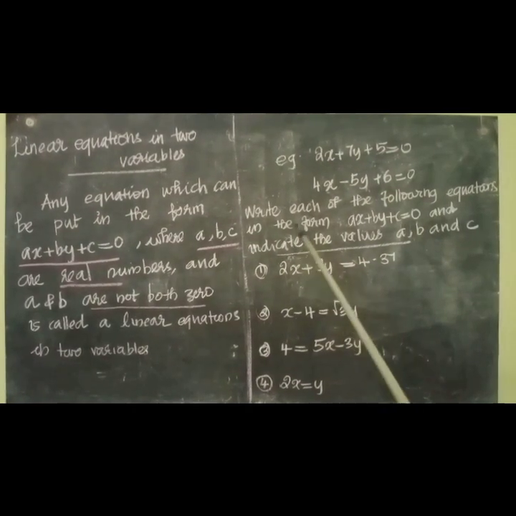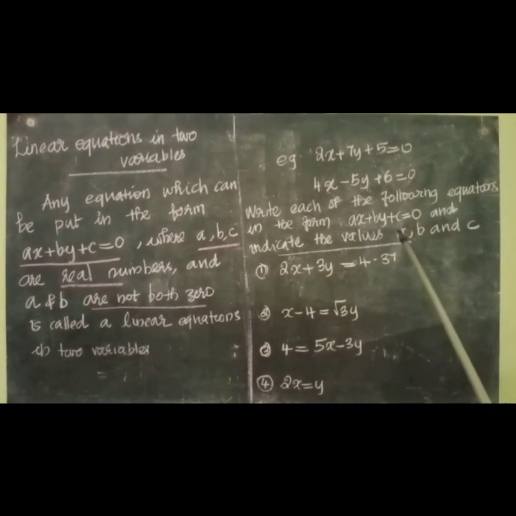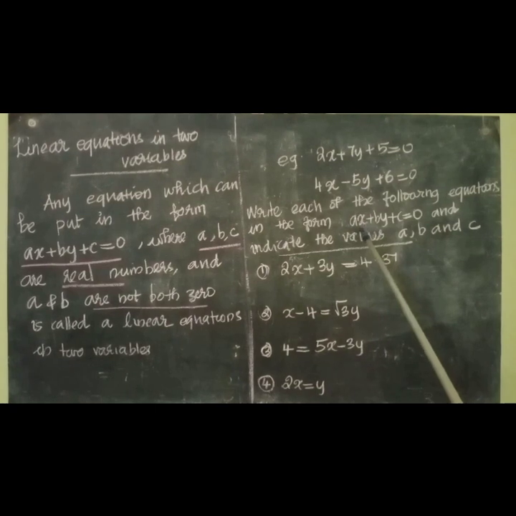Let us discuss the question. Write each of the following equations in the form ax plus by plus c equal to 0 and indicate the values of a, b and c. Four equations are given that we have to write in the form ax plus by plus c equal to 0, and you have to write down what a, b and c are. First question, 2x plus 3y equal to 4.37. Here our c is on the right side, so take that also to the left side.